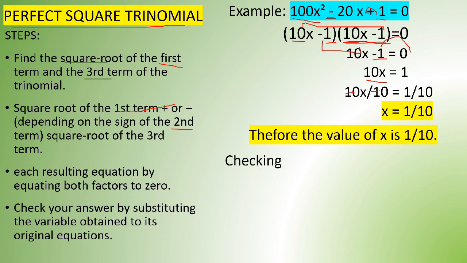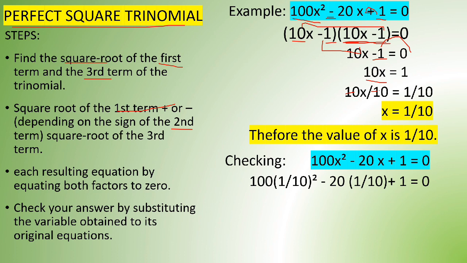I-check natin kung tama ang ating sagot. So, kopyahin lang ang original equation, which is 100x squared minus 20x plus 1. And then, ang value ng x ay 1 over 10. So, we have 100 times 1 over 10 squared minus 20 times 1 over 10 plus 1. I-perform muna natin ang exponent. And then, dito naman ay multiply na natin. So, 100 times 1 times 1 is 1, 10 times 10 is 100, minus 20 times 1 is 20, all over 10, plus 1.